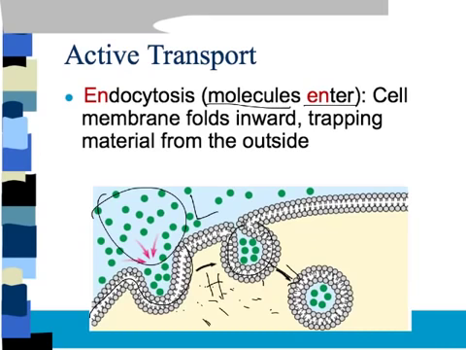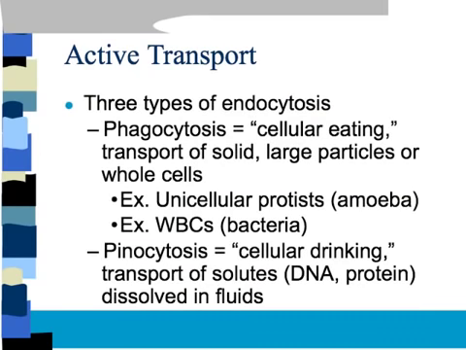Now, this process takes energy. It takes energy to form this vesicle. So this is an example of active transport. And because things are entering the cell, it's endocytosis. There are three types of endocytosis.